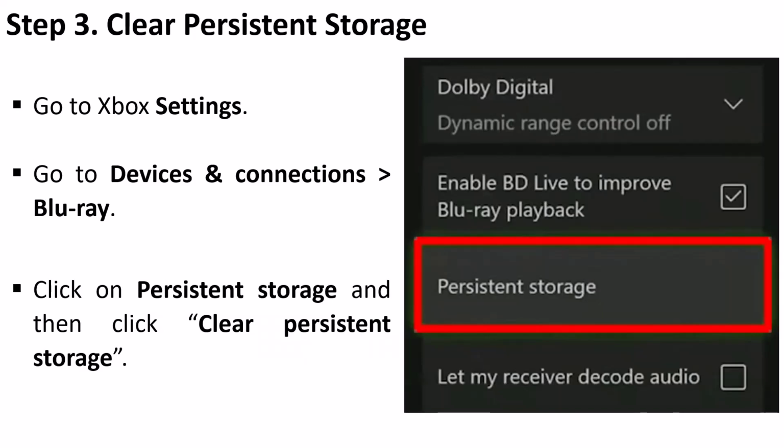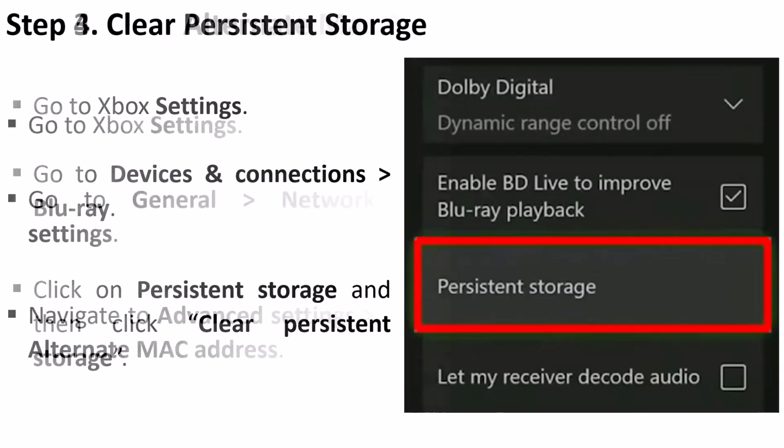Step 3. Clear persistent storage. Go to Xbox settings, go to devices and connections, Blu-ray, click on persistent storage and then click on clear persistent storage. Now if you don't see these features in your Xbox, then skip this step.